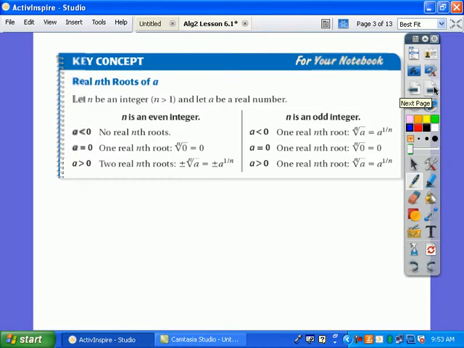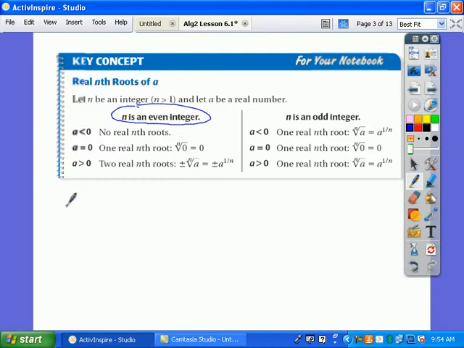The next idea splits up even roots versus odd roots. The way that we handle even roots and the way that we handle odd roots is slightly different. So, if n is an even root, if we're going to take an even root, square root, 4th root, 6th root, and so forth, then we have 3 different cases.